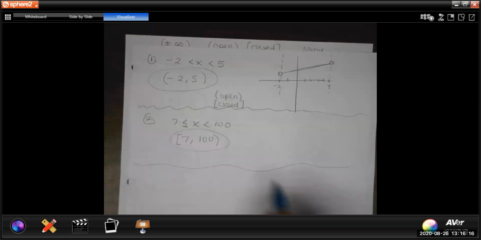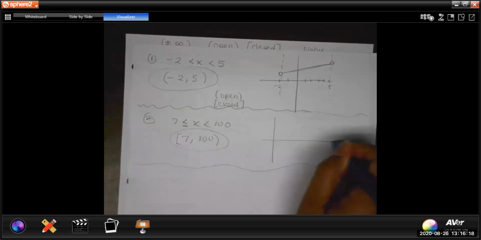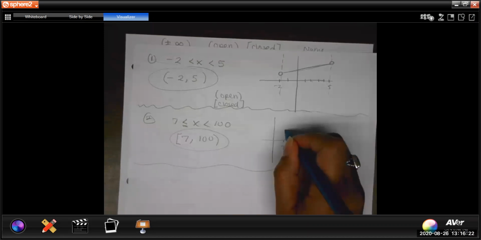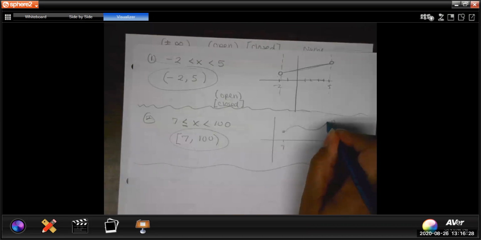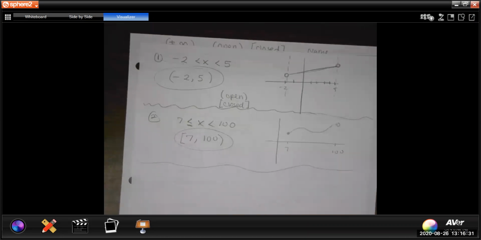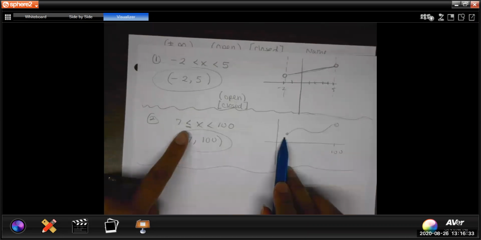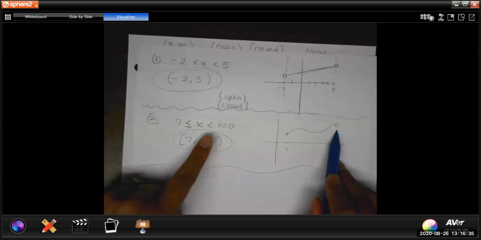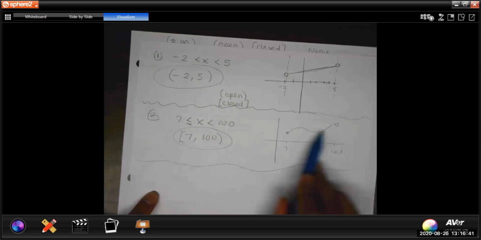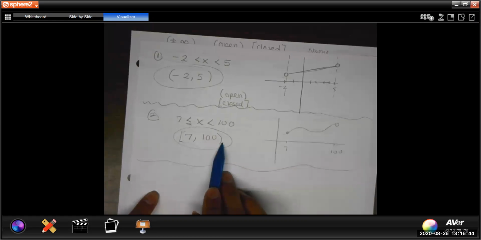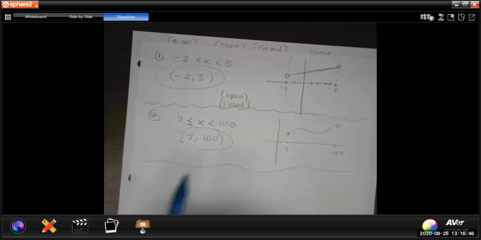Okay, for something like this, you would have, say, 7, 100, closed on 7, and it doesn't have to be a straight line. It can be a curve like that. But if it's closed on the 7, that's why there's an equal bar. Open on 100, that's why there's no equal bar. Closed is a bracket, open is parentheses.